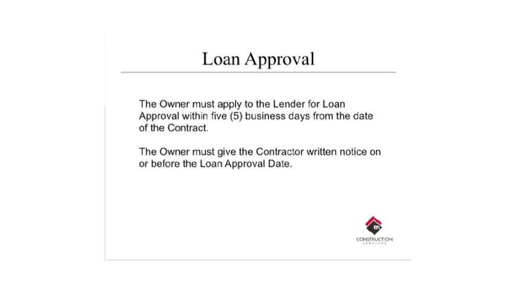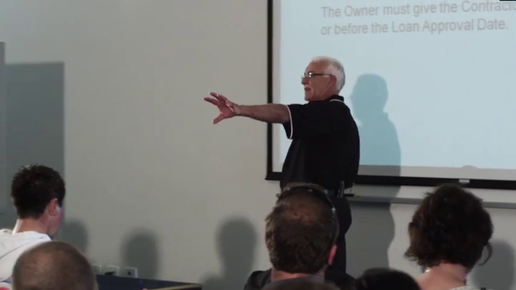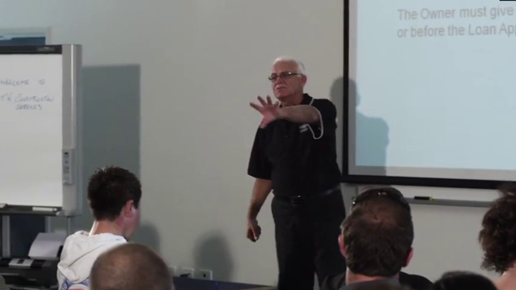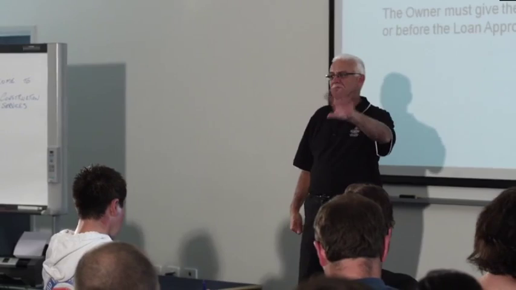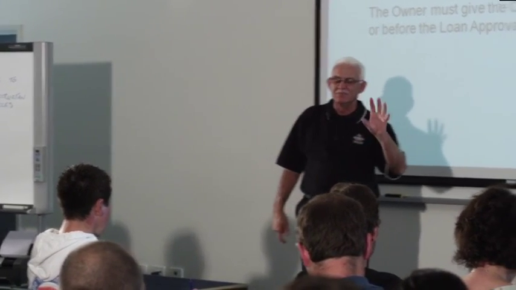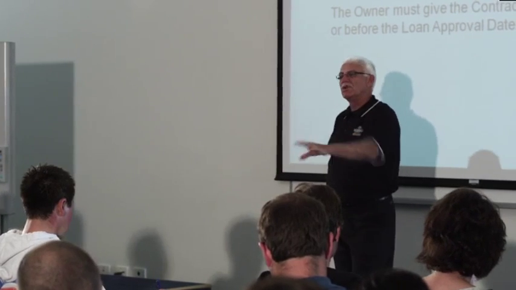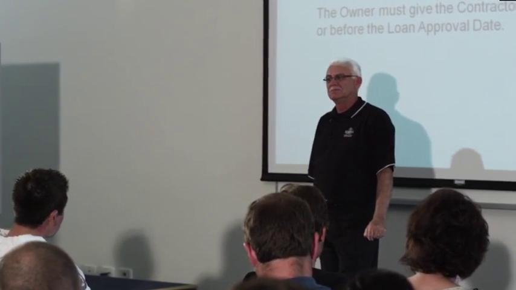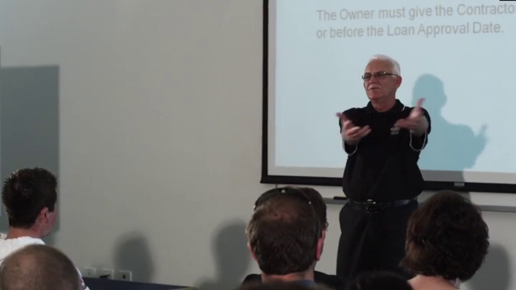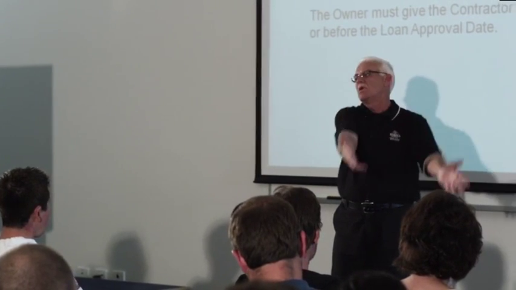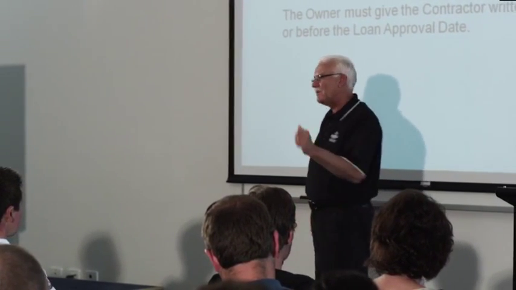The owner must apply to the lender for the loan approval within 5 business days from the date of the contract. The owner must give the contractor written notice on or before the loan approval date. So you actually put in a date to say you've got to achieve finance approval by this date. And as I said, most times the financier will send you a copy of the approval, because the owner's got to go in with all the documentation. All right, that one's easy.